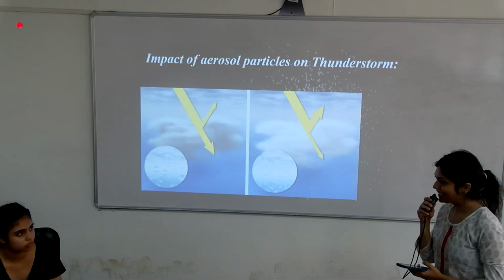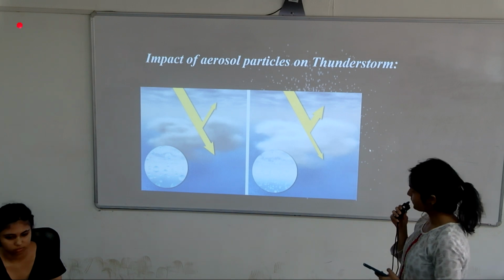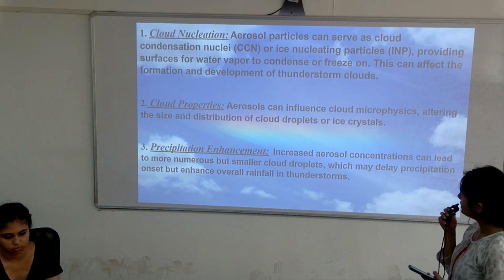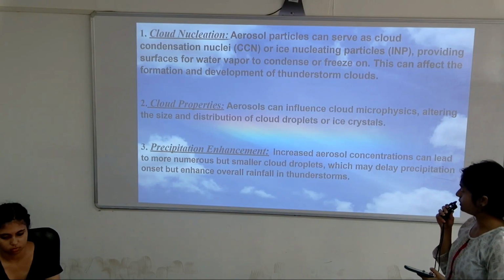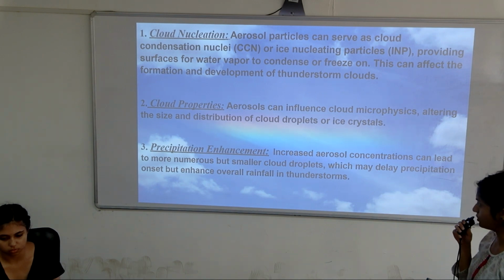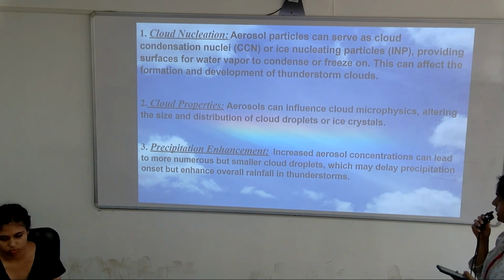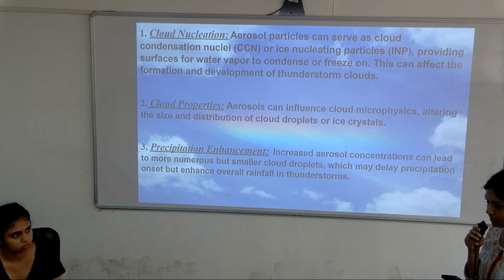Good afternoon, everyone. I'll be talking about the impact of aerosol particles on thunderstorms. The first is cloud nucleation. We know that aerosol particles can serve as cloud condensation nuclei, providing surfaces for water vapor to condense or freeze on. This can affect the formation and development of thunderstorm clouds. Next is cloud properties. Aerosols can influence cloud microphysics, altering the size and distribution of cloud droplets or ice crystals. This can impact cloud reflectivity, precipitation efficiency, and the overall activity within the thunderstorm.